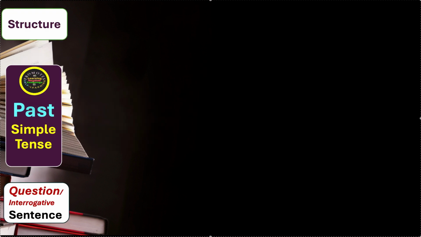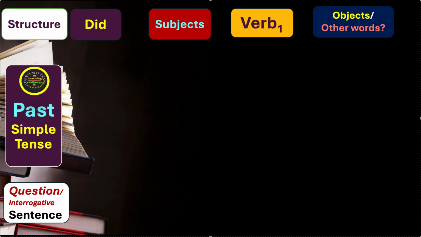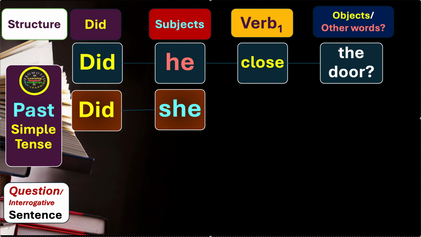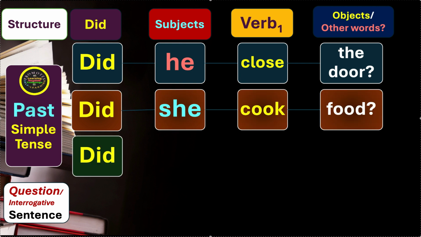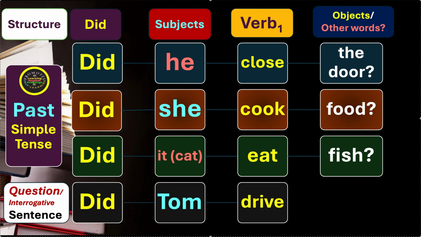We continue our discussion. And now we have the structure of past simple tense in the question form of a sentence, what we call the interrogative form. In the interrogative form of a sentence, we use did at the beginning of a sentence before the subject. And then we use the first form of the verb. And then we have objects or other words. How? Did he close the door? Did she cook food? Did it, for cat, eat fish? Did Tom drive a car?